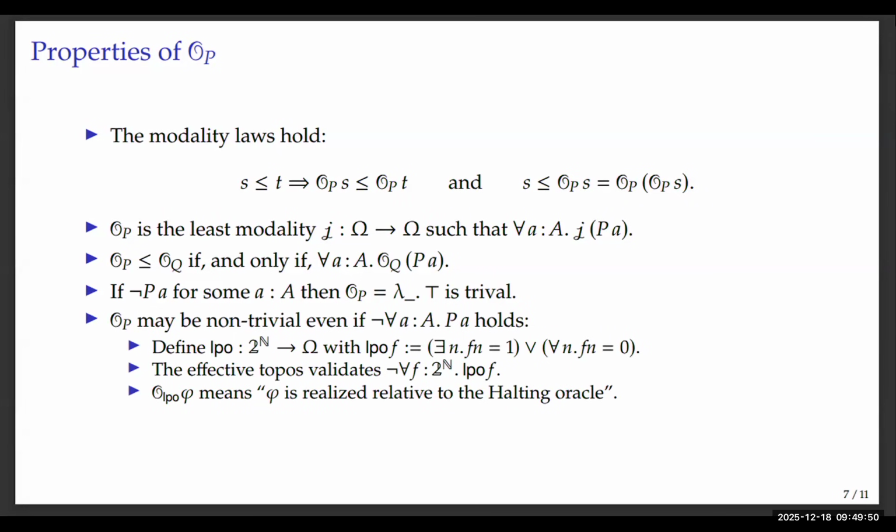So define the LPO modality to mean that you ask the oracle, you give the oracle an infinite sequence of bits, and then it tells you whether there is a 1 in there. So the effective topos validates not for all F, LPO of F, because there is no halting oracle. But if you calculate what this means in the effective topos, you're going to see that it means that phi is realized relative to the halting oracle. So it is the thing we want. I think this shows that at least in realizability, we're going to get the correct or the intended interpretation.